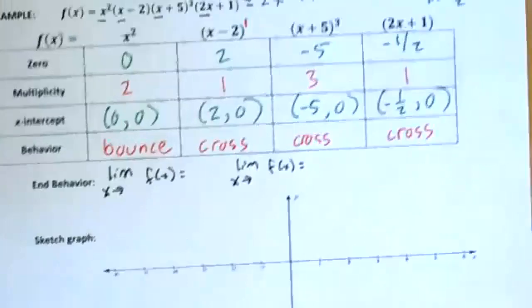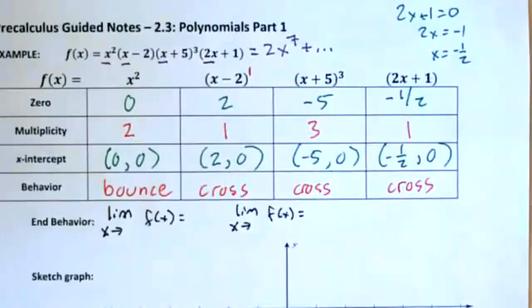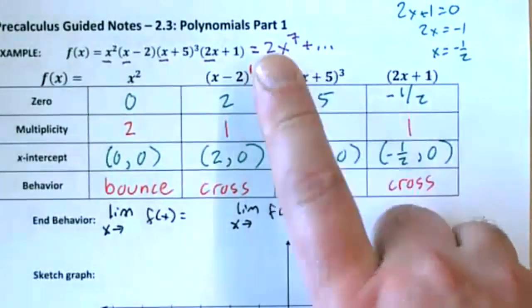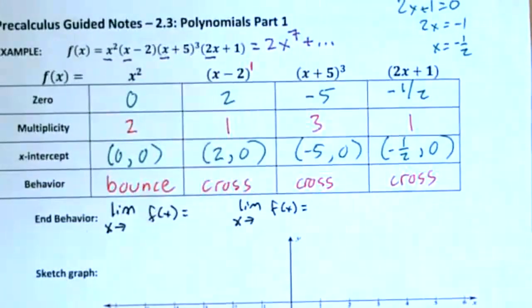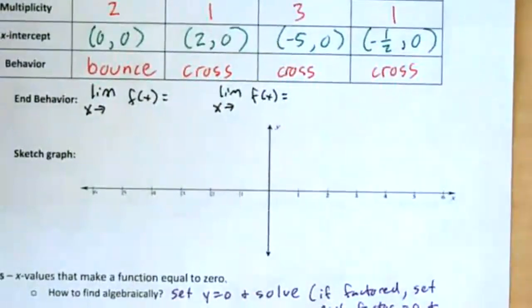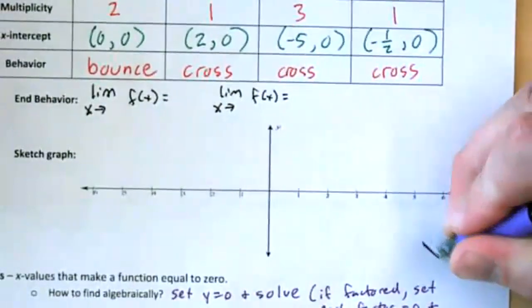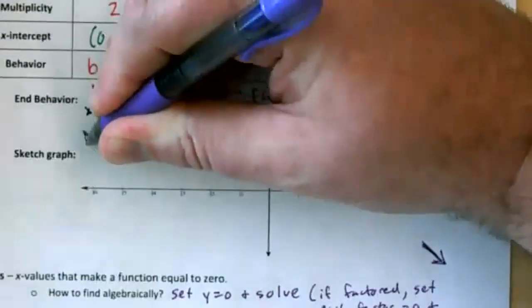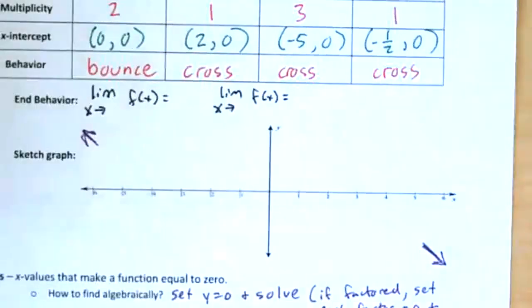So let's talk about our function. It is odd degree with a positive coefficient. So what's that look like? Like that, right? So we know that this is going to go down on the left. I'm going to do this in purple. Down on the left and up on the right. I know that's my end behavior.